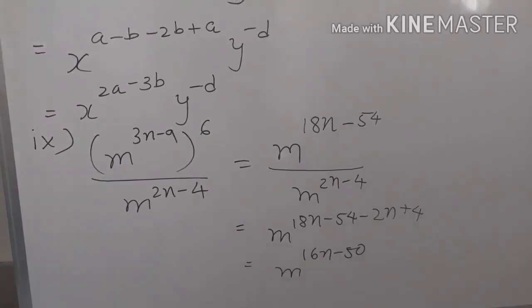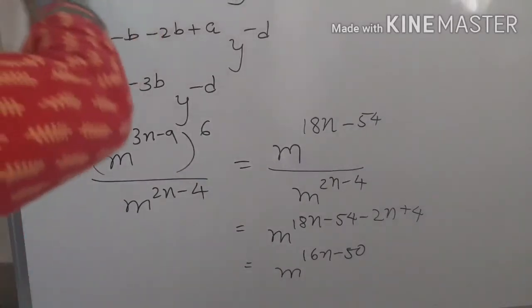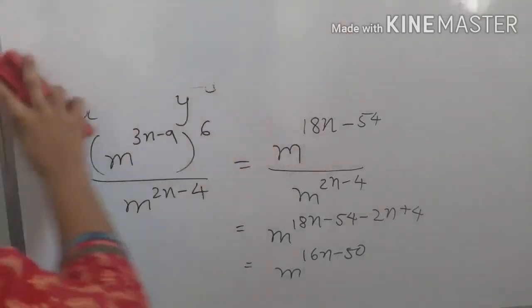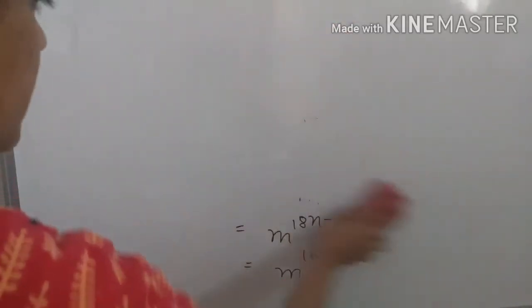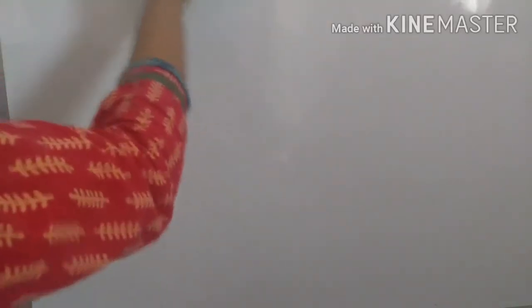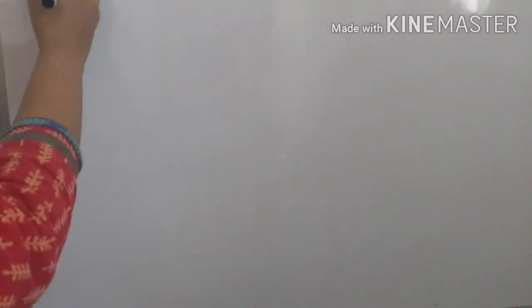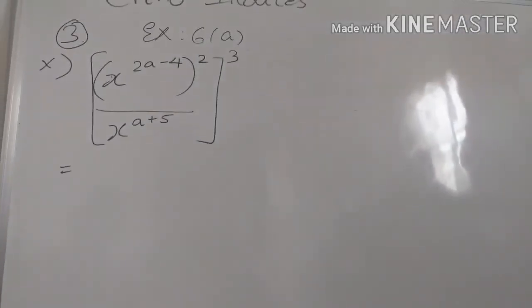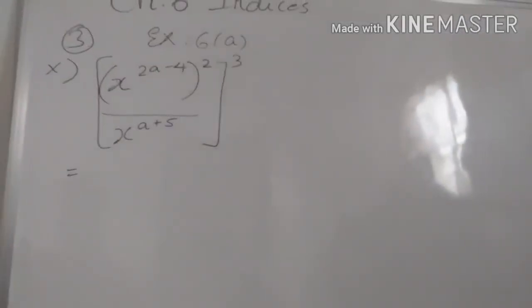Now let us move on to the next question, question number 10. This is the last question of this exercise. Here I am taking number 10. This is x power 2a minus 4. Outside the bracket there is a square, and the denominator is x raised to a plus 5 over 8, whole bracket raised to 3. So this way the question is given. Now first of all we will use our power of power method.